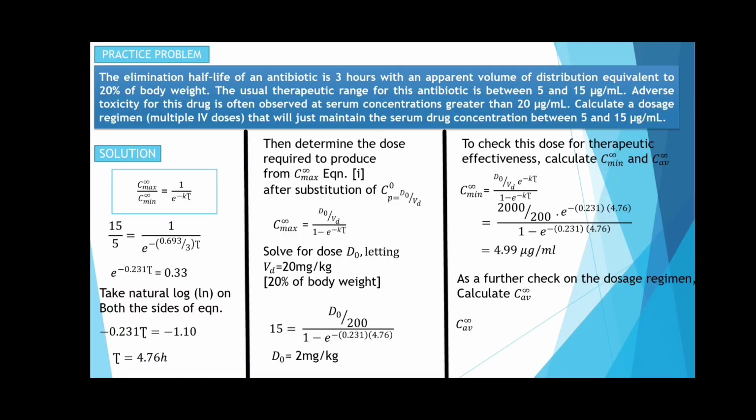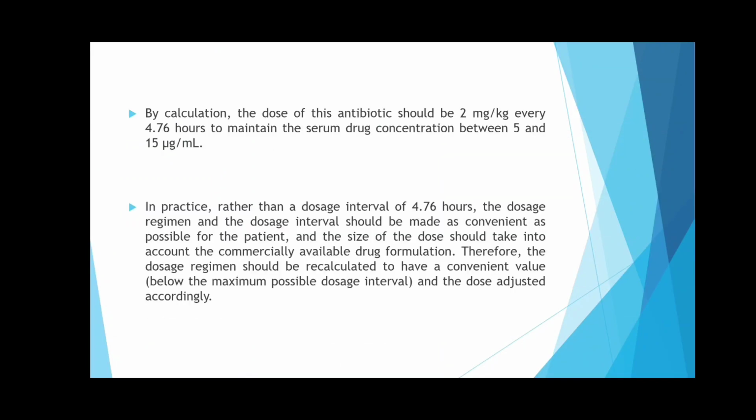So average steady state concentration is equal to D naught by Vd into k tau. So we'll put all the values and we'll get 9.09 microgram per ml, which is the average steady state concentration. Okay, so by solving this equation we got that by calculation the dose of this antibiotic should be 2 mg per kg every 4.76 hours to maintain the serum drug concentration between 5 and 15 microgram per ml. So this is the result.